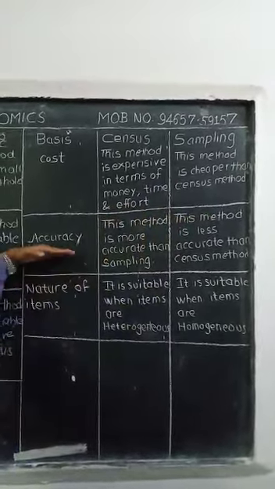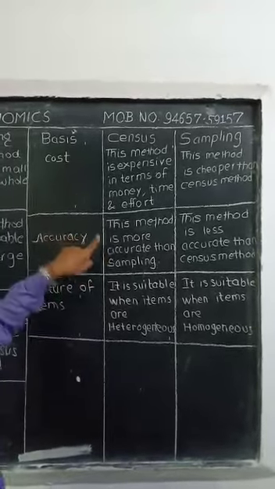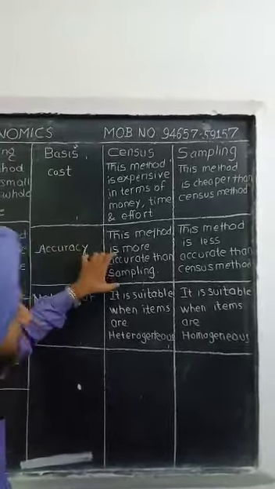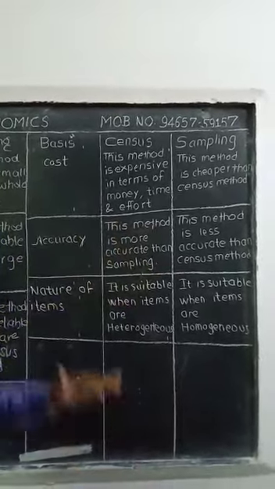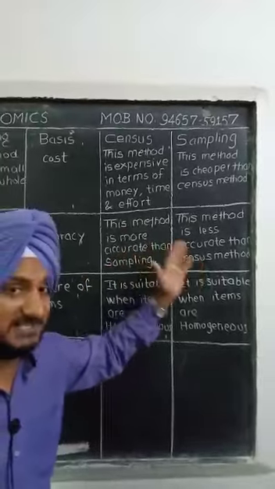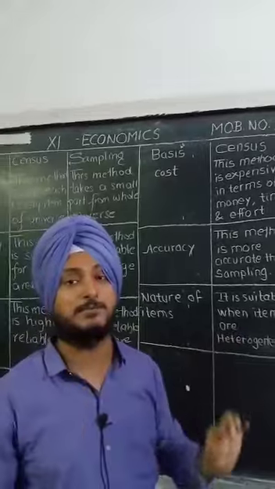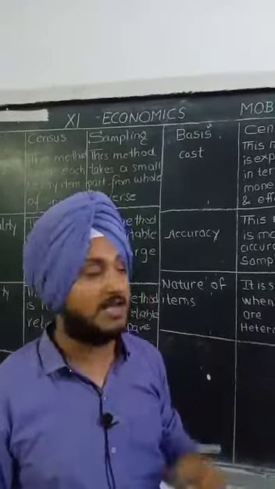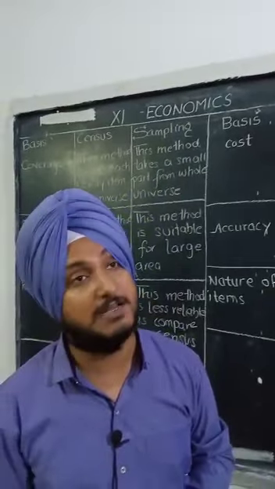Okay. Then accuracy. So in census method we take each and every part of the whole data. So census method is generally more accurate than sampling because we have taken each and every item of the whole universe. But sampling is less accurate as compared to census method because we are taking some small parts, and those small parts may not be the best representative of the whole data.